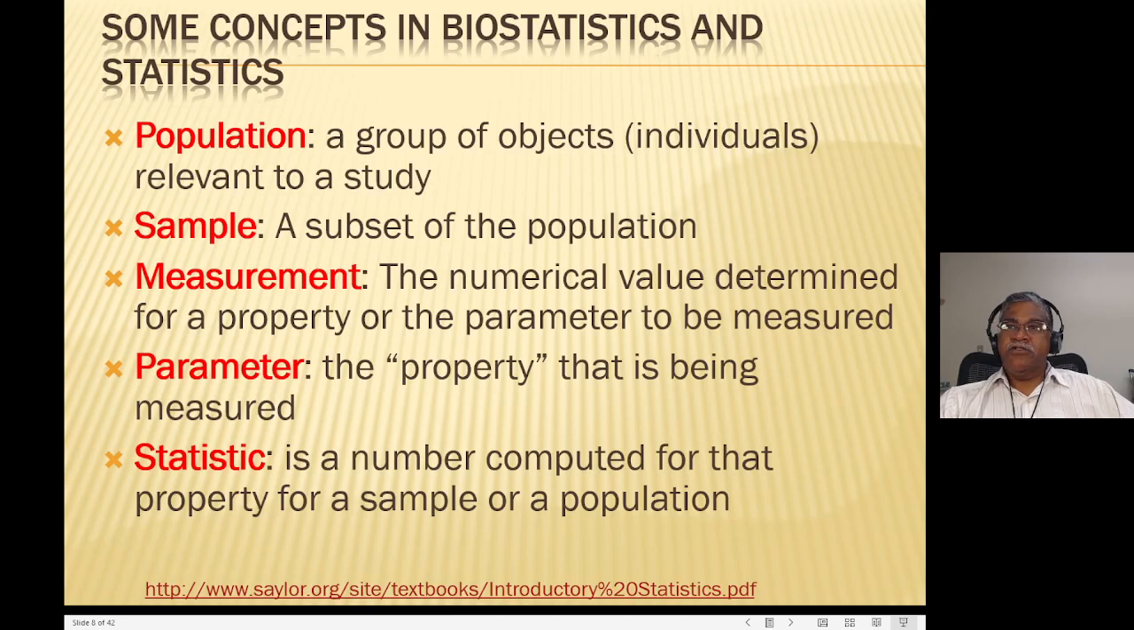All right, let's look at the measurement. What you're measuring in terms of a numerical value is called the measurement. The property that is being measured is called the parameter, and a statistic is a number computed for the property of the sample or the population.